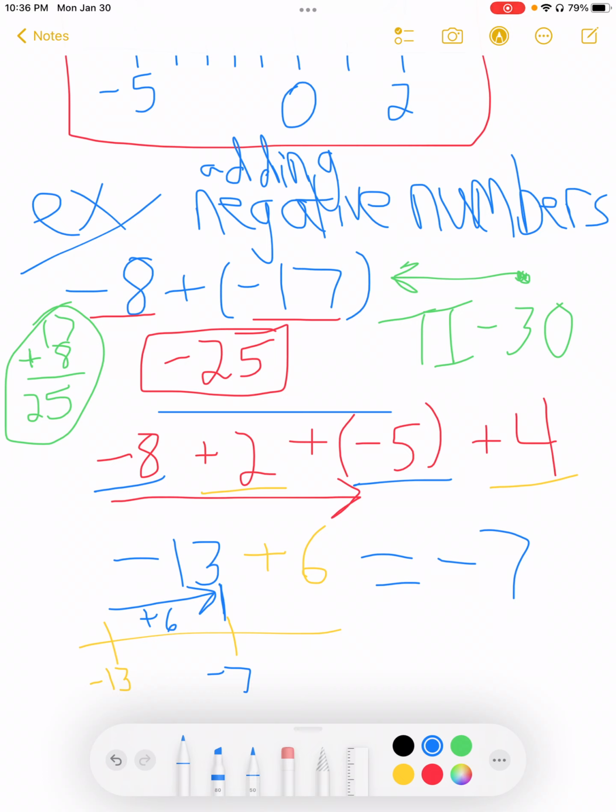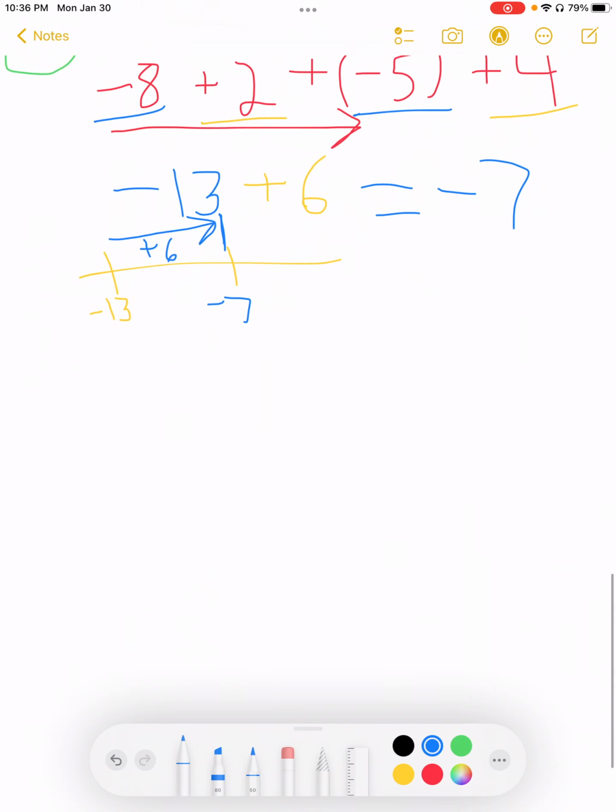Hopefully I didn't belabor the point too much, and hopefully you guys understand that. Let's go ahead, and you can pause it and work on some practice problems, but we'll go on to lesson 70. Okay, so lesson 70.